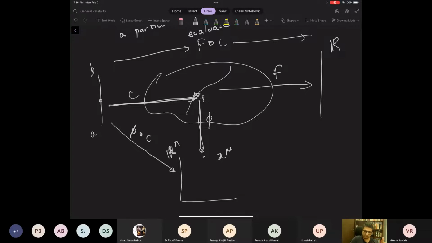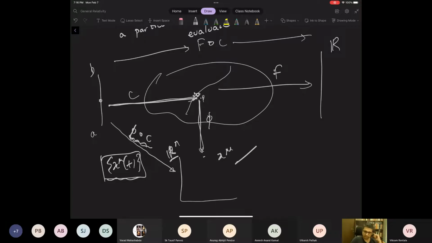In coordinate notation, there's a simple way to write it. This is a function from R to Rn, and so therefore this is just x mu of t. The set of all x mu of t is this function phi. So specifying phi circle C is like specifying these functions: x mu is a function of t.